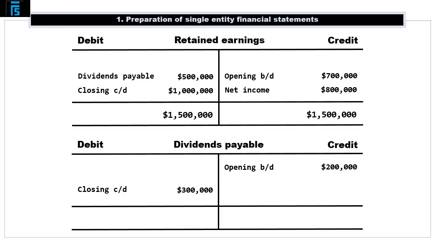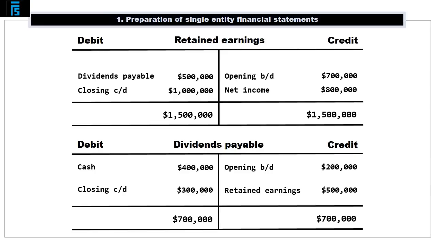€500,000. Now, turning our attention to dividends payable, we may immediately post the other side of that €500,000 entry to the credit side of the account. We can see that the total of the credit entries comes in at €700,000, and an attempt to reconcile the movements in the account reveals a missing debit entry in lieu of cash dividends paid of €400,000.